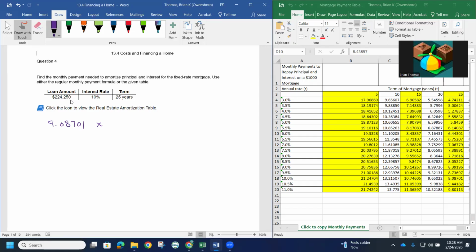But per thousands means we actually have to move this over 3 places to the left. So that's actually going to be 224.25 thousands of dollars. So if we multiply these two numbers together, that should give us our monthly payment, our regular monthly payment until the loan is paid off. So let me pause a moment and pull up my calculator.